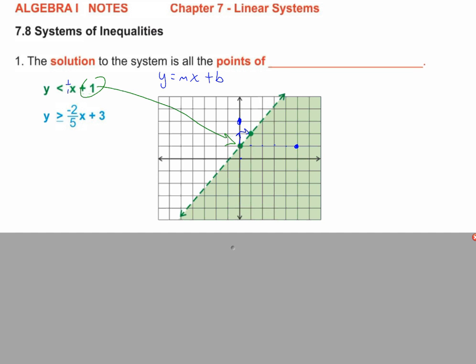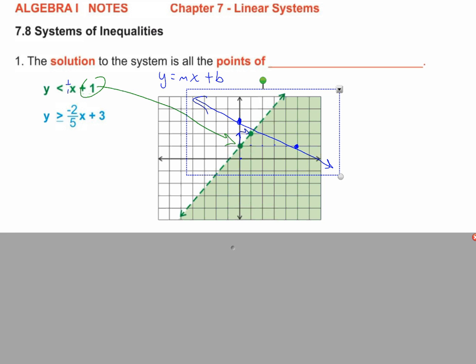Kaylin, do you want a solid line or a dotted line? I agree because it has the equal to part, right? Solid line. Lets you catch up. So again, you got a point at 0, 3. From there, you went down 2 and to the right 5. Put your second point. And now you drew your line through those points.